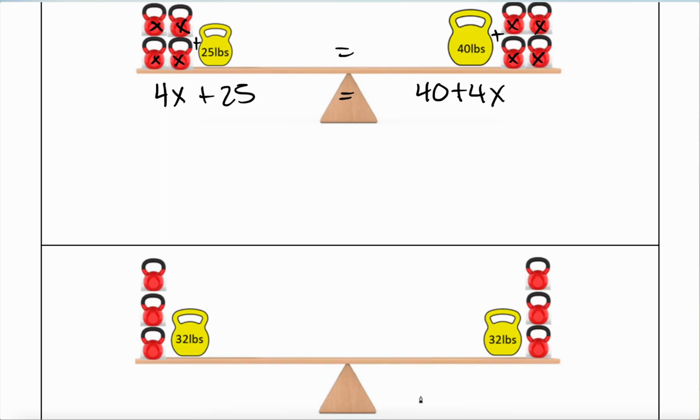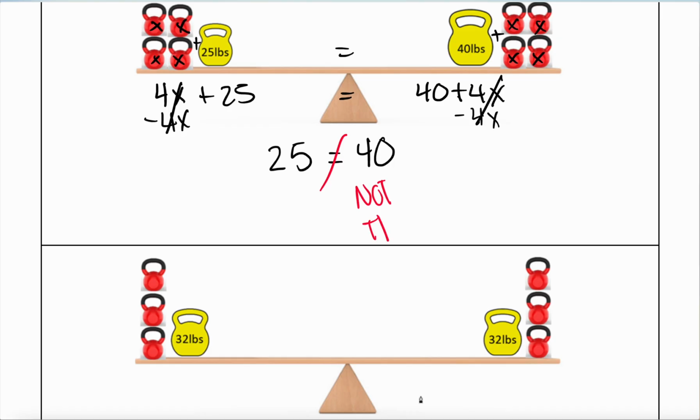Just like before, our goal is to get variables on the same side. So I'm going to subtract 4x from both sides. But you should notice that when that happens, we actually cancel out all of our x variables. That leaves me with 25 is equal to 40. We need to take a second and think, is this a true statement? Is 25 equal to 40? And we all know that it is not. So this is a not true statement.